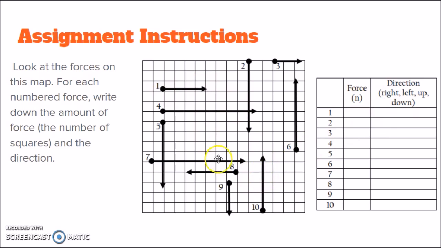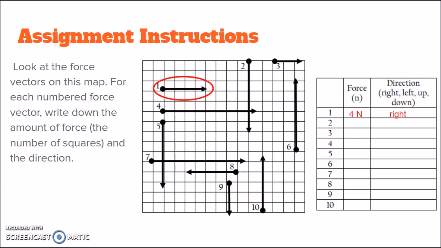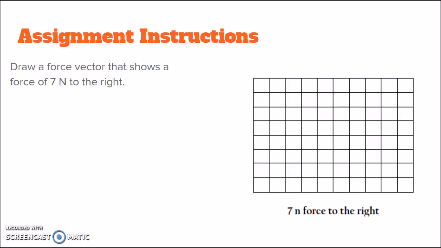Okay, your forces could also be up and down. All right, so that's exactly what we did here. We looked at number 1 and we said it was going toward the right. Okay. On this part of your assignment, you're going to be asked to draw a force vector. Okay, and it says draw one for 7 newtons to the right. So what you do is you pick a place to start and you go 7 newtons, 1, 2, 3, 4, 5, 6, 7. And you draw it 7 newtons going toward the right. If it said up, you would draw it up. If it said down, you would draw it down.